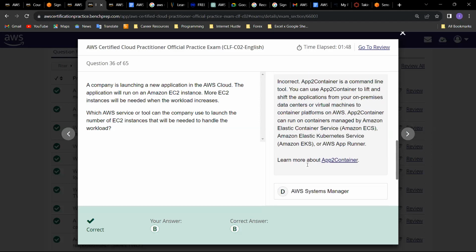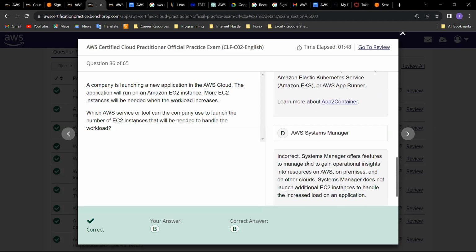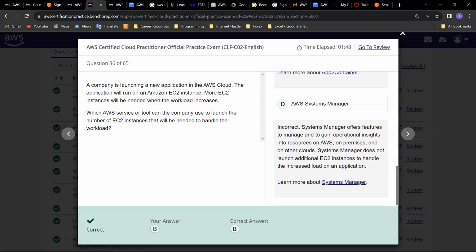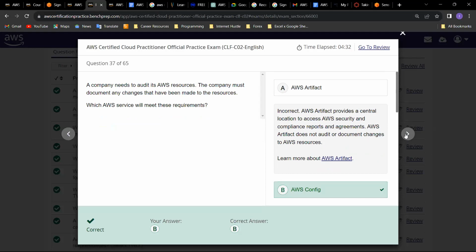I think somebody chose, is it Systems Manager or so, right? That is not it. Systems Manager offers features to manage and to gain operational insight into resources on AWS, on-premises, and other clouds. Systems Manager does not launch additional EC2 instances to handle the increased load on an application. And that was 37.